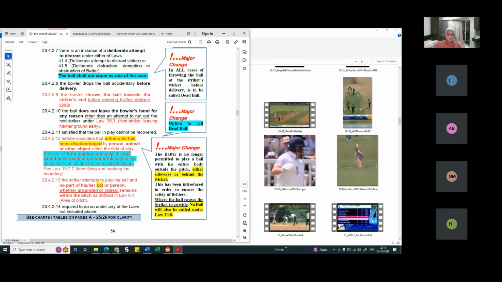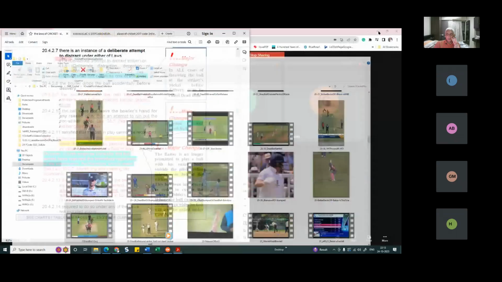However, if both umpires consider the ball would have reached the boundary regardless of the intercept, the boundary should stand. So the instructions are clear. Both these provisions mesh together. They are not mutually exclusive. And now you have got three options. When there is an interception, with both these provisions read together, the umpire has three options.